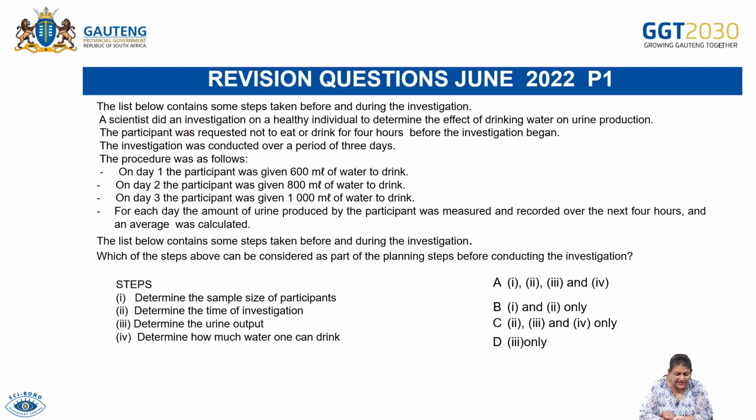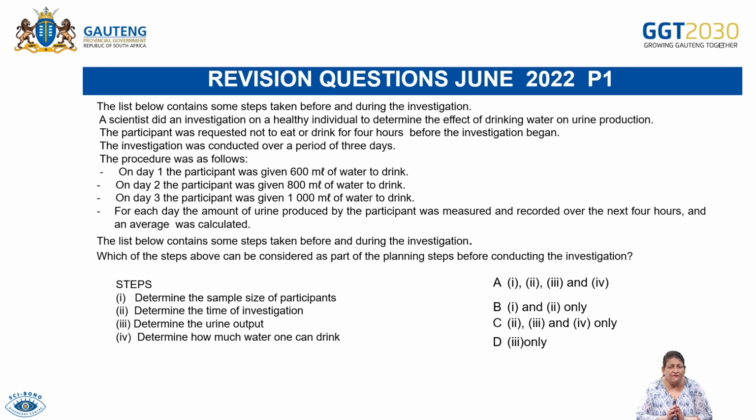A scientist did an investigation on a healthy individual. That means he had no health problems. And they wanted to determine the effect of drinking water on urine production. They wanted to see what? The effect of how much water you drank and how much was the urine output. So, what is my independent variable here? You are learning investigative questions. You need to know them and practice them from now, because they will be asked in grade 12.